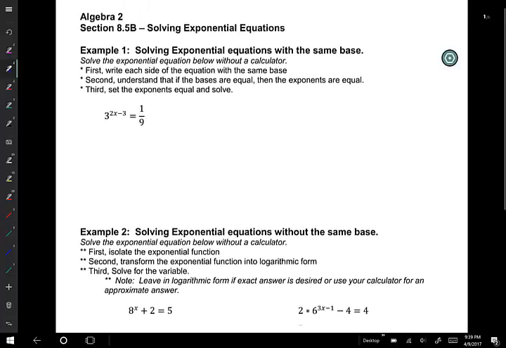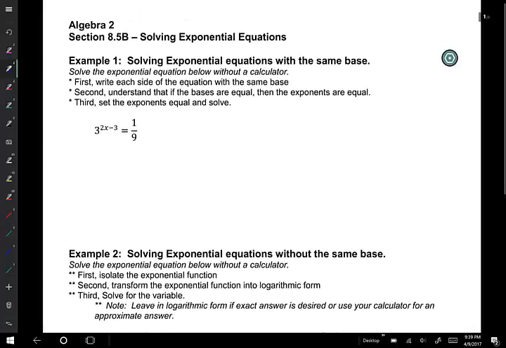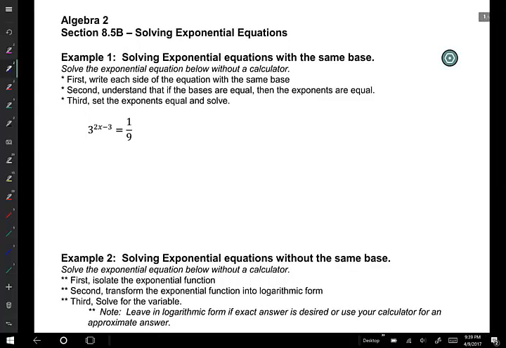We're going to continue looking at exponential equations and solving them. Our main focus today is going to be determining whether or not we want to do things with the same base or without the same base, and how to focus and deal with those.